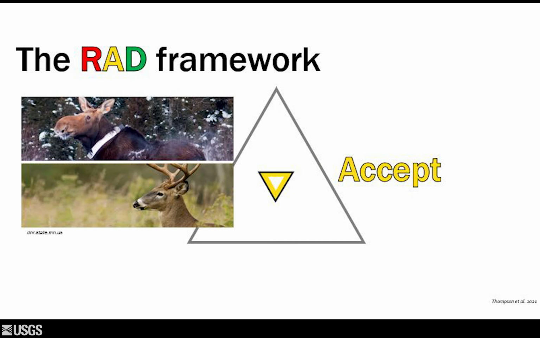The next option is accept. And so accepting ecosystem transformation is when you yield to certain changes that may occur, maybe because a manager is not able to effectively respond to certain changes, or in some cases, the changes might be acceptable or even a desirable outcome. So, for example, in northern Minnesota, moose are declining pretty drastically in certain portions of the state because of shorter winters.